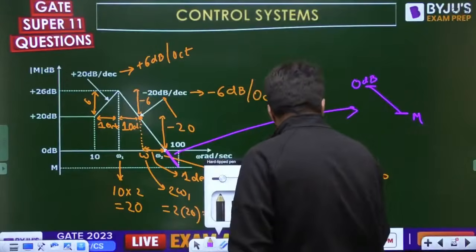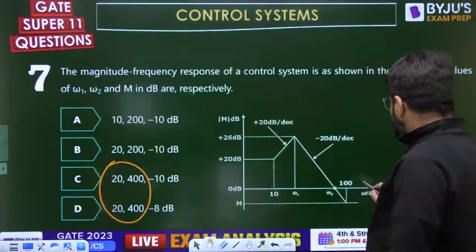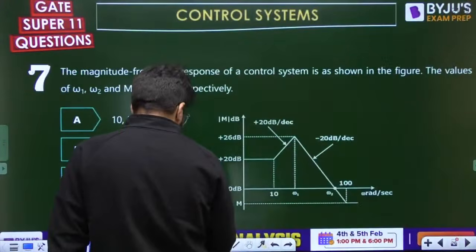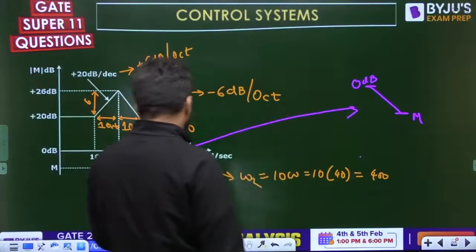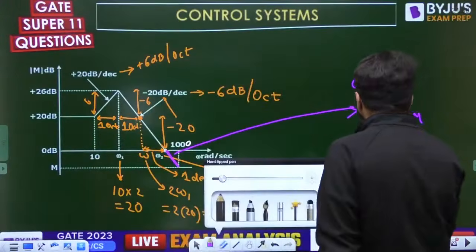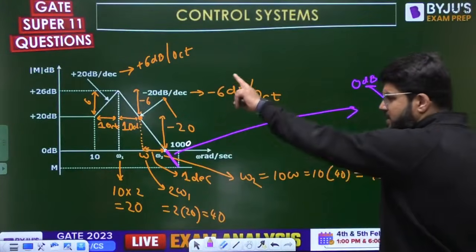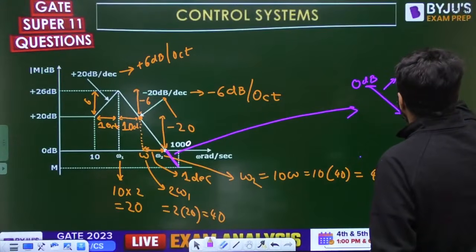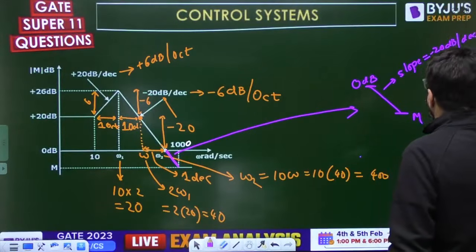I'm sorry, there is a typo error. If this is 400, then this is 1000 here. Please make a correction. This is 1000 actually, not 100. This is 1000. Clear? So the slope of the line is the same, -20 decibel per decade.